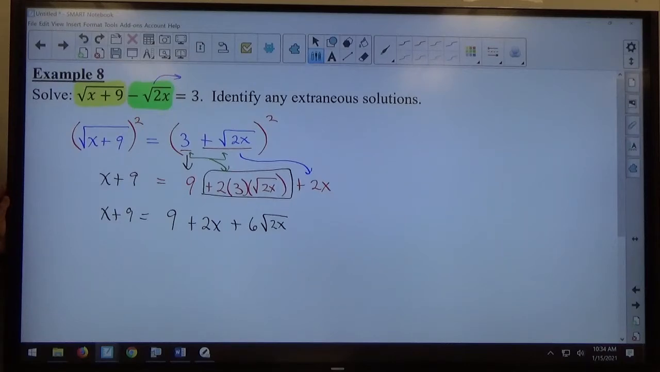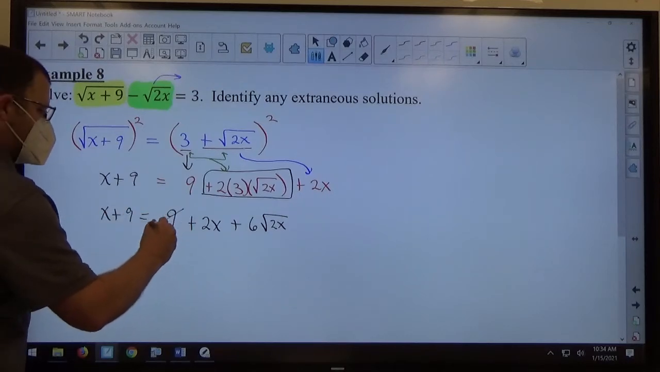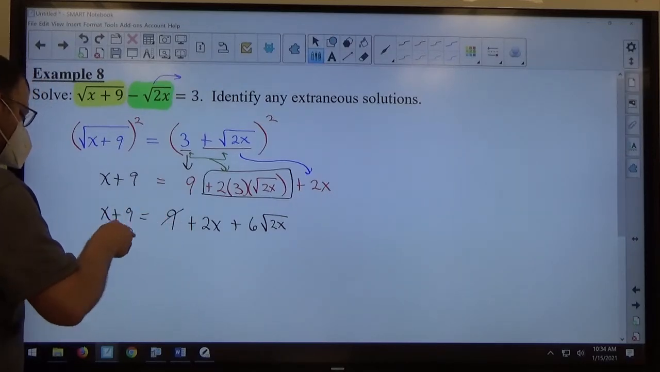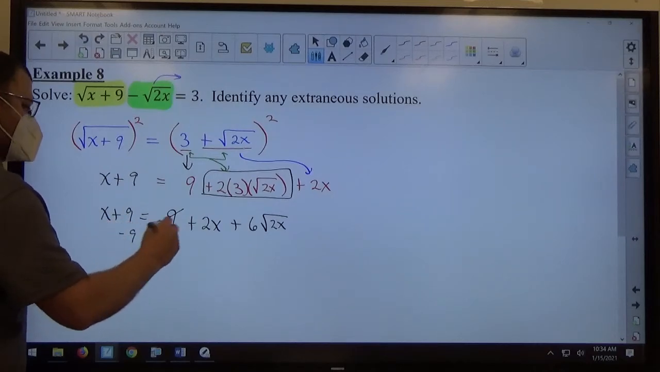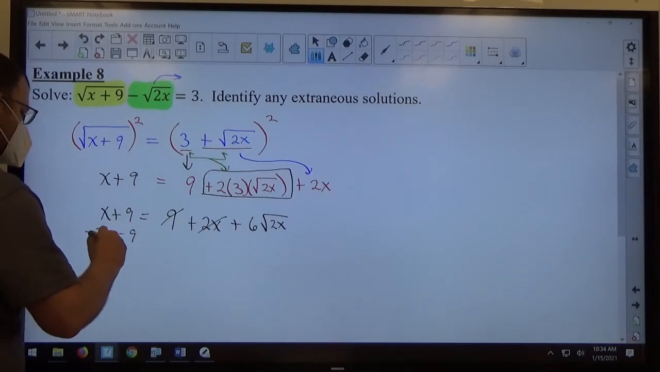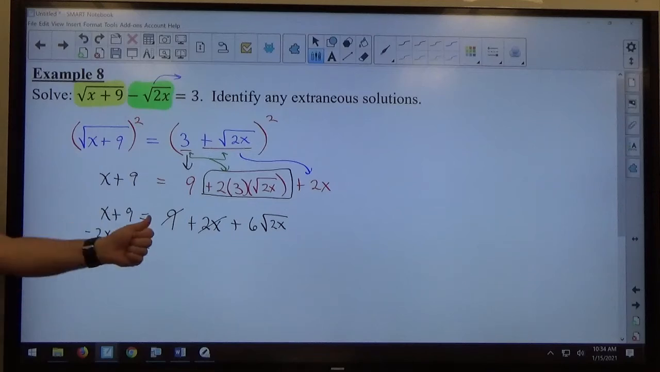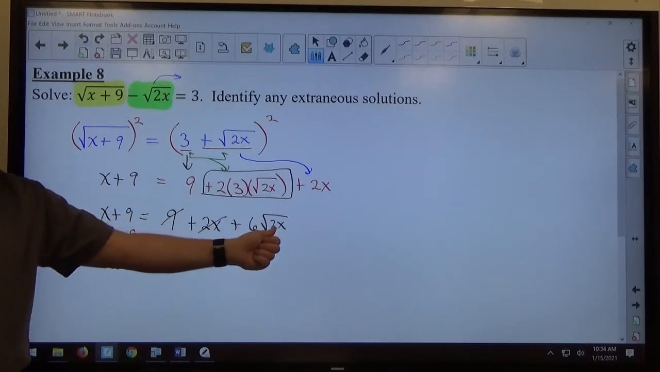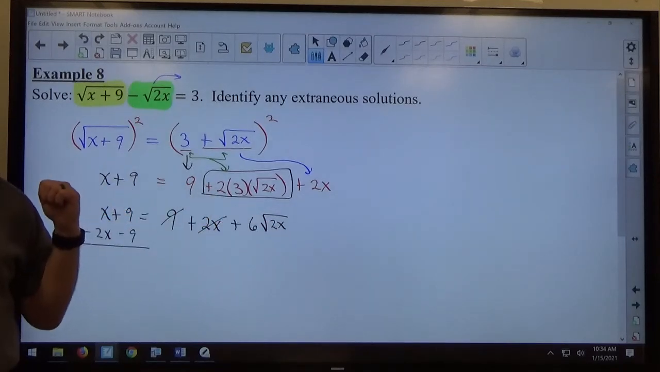At this point, my job now is to isolate that radical. Okay, so the leftover radical now needs to be isolated. Everything that's not that radical needs to move over. Anything being added, subtracted, multiplied, divided needs to be gone. So I'm going to move the 9 over here, so minus 9. I'll move the 2x over here, so minus 2x. I'm choosing to move things over here because I like my radical object positive, and it is positive, so I'm going to leave it where it's at.